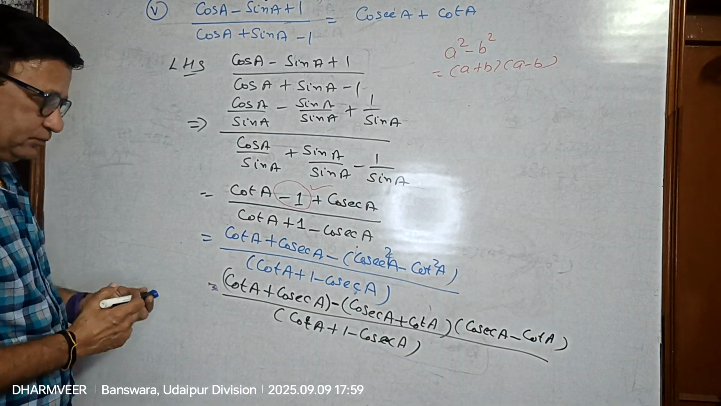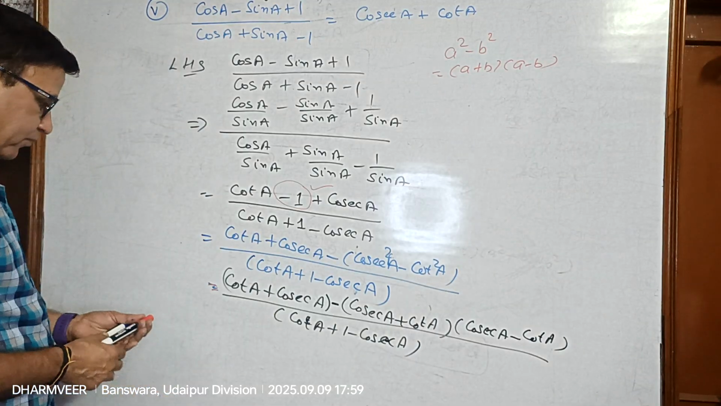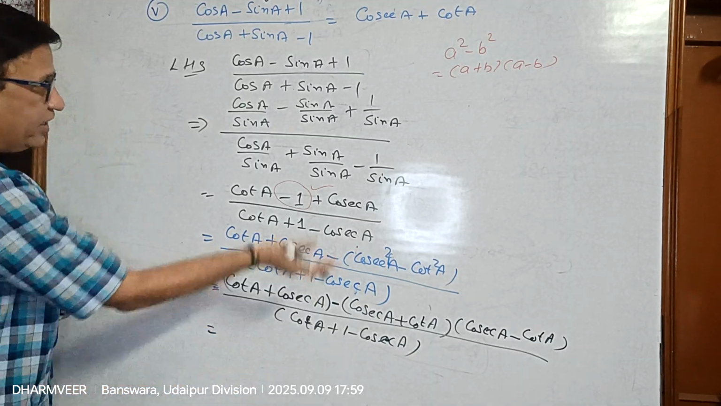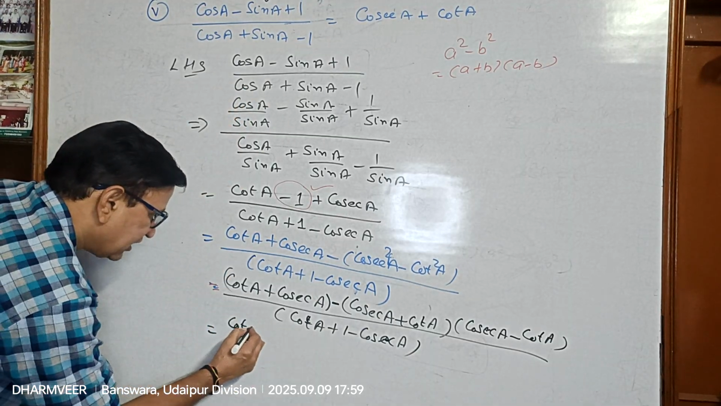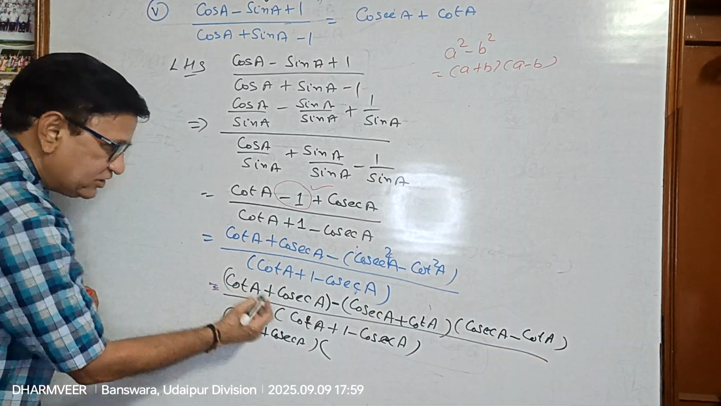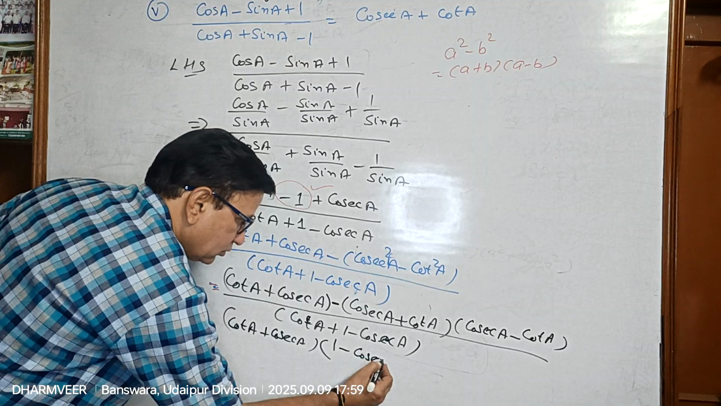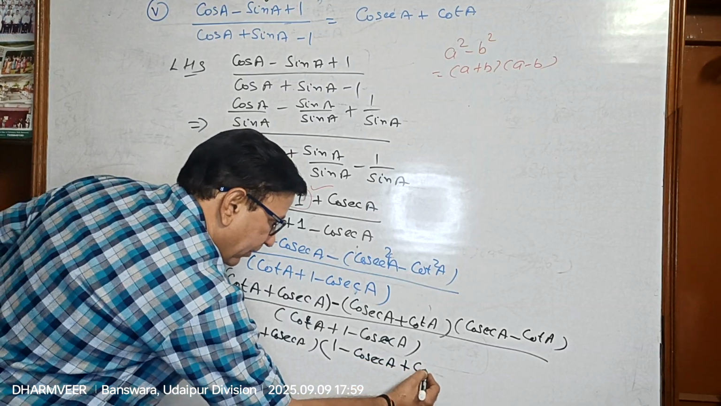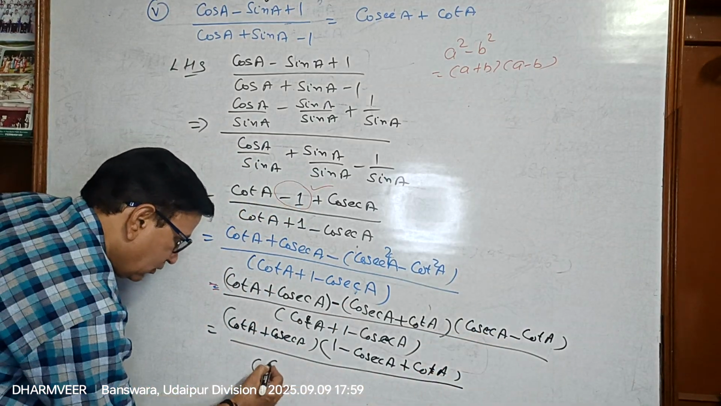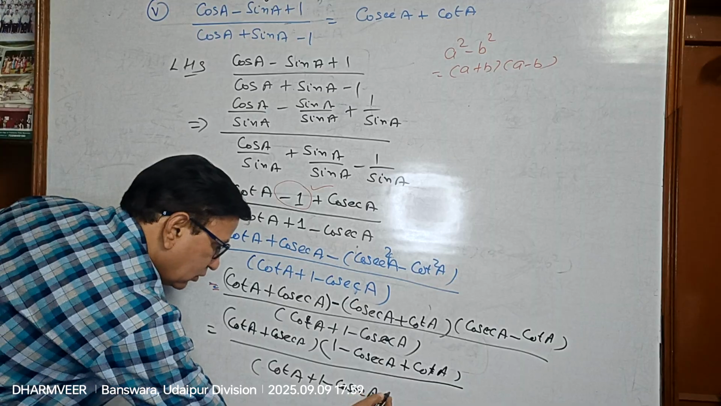And see, cot A plus cosec A is common. So at one time up to here is coming out, yes? So write the last step. I will rub and write once again. I am writing here the last step: cot A plus cosec A as a common. Now what is here? 1 is remaining, 1 minus cosec A, plus cot A, minus minus becomes plus, and the whole denominator is as it is: cot A plus 1 minus cosec A.